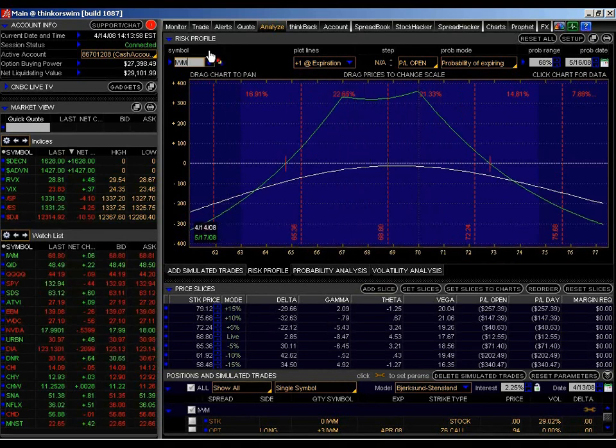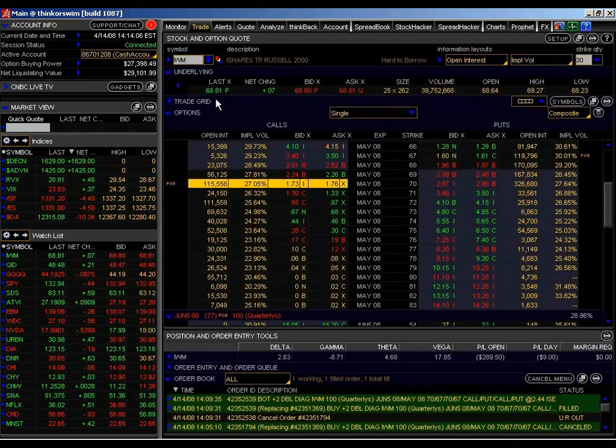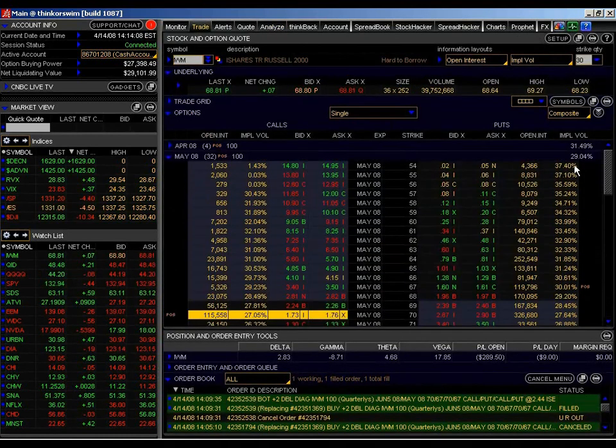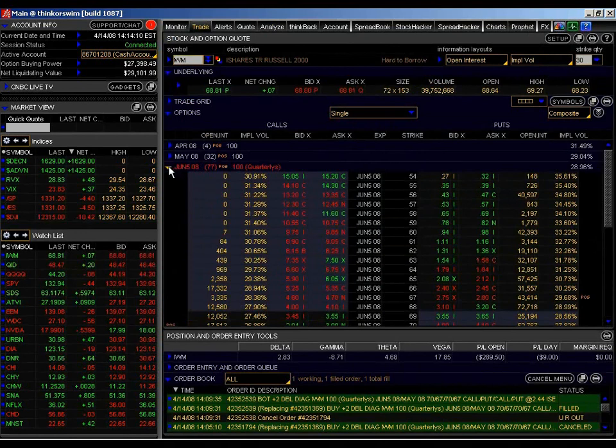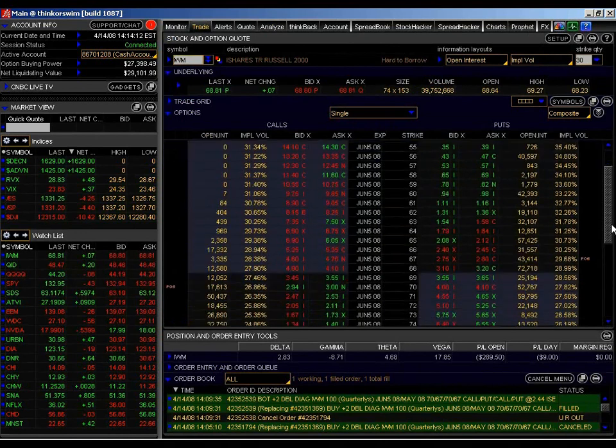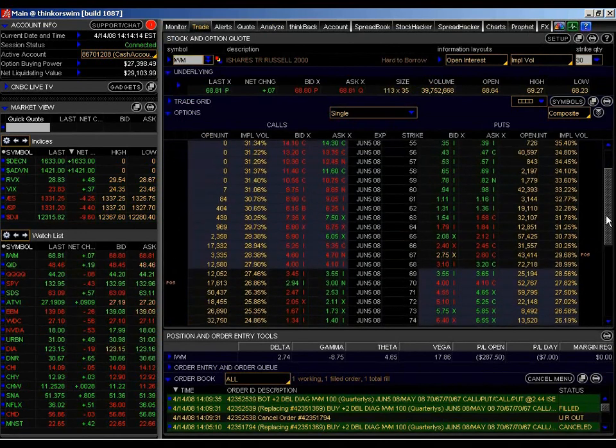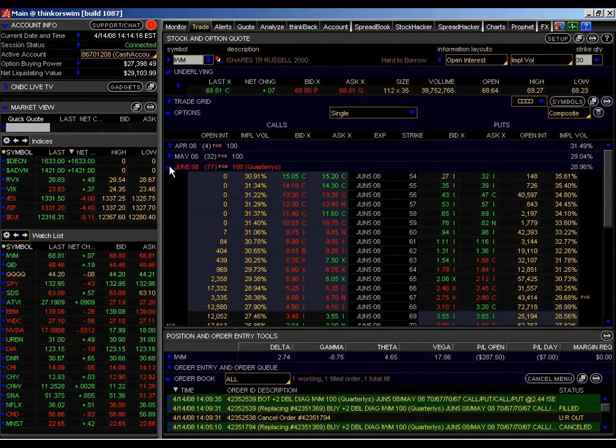Now we are building a portfolio. We put a position on. This is for the May expiration. We're writing the May options. We're buying the June quarterlies. You can see our positions are here. And that's how we're building a portfolio.